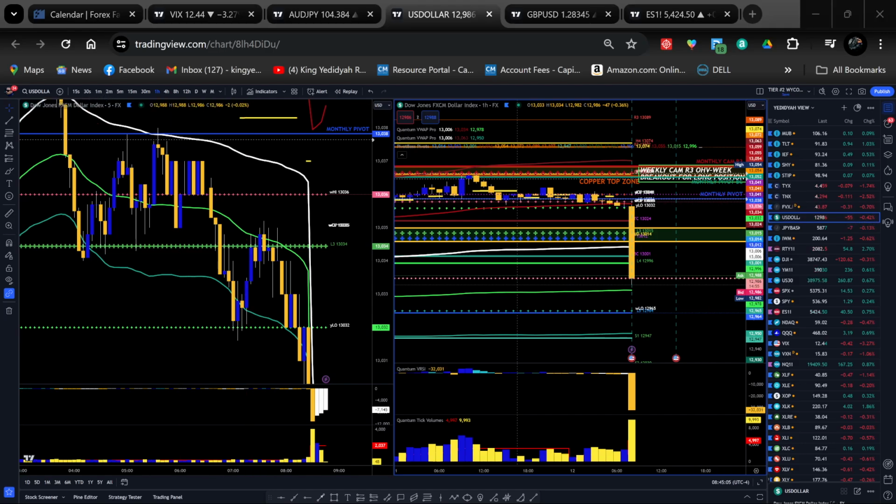Right, so let me just point this out. This is not the Dixie, this is more comprehensive. So if you want to check it out, it's Dow Jones FXCM dollar index. All right.